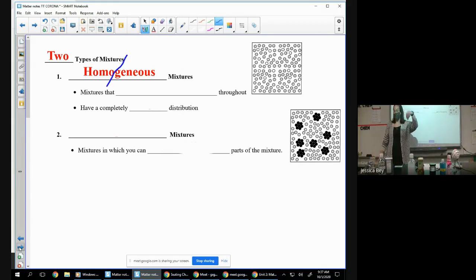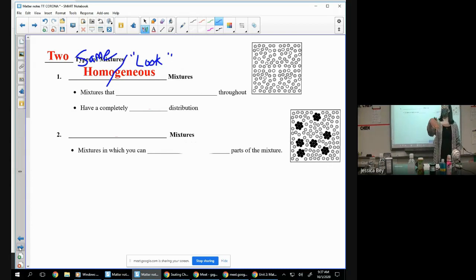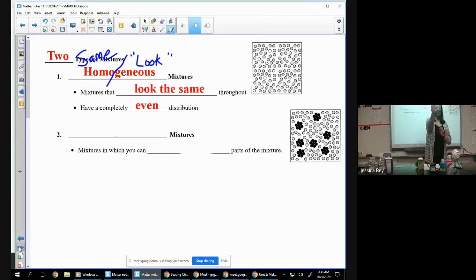The prefix in Latin for homo means the same. Same. And geneous, you probably remember from bio, is the idea of look. So what homogeneous is telling you is that it's a mixture that has the same look all the way throughout. Let's talk about my salt water here. Can you see individual pieces of salt in this salt water? It looks like cloudy water. It is a nice, even distribution, mixtures that look the same and have an even distribution.